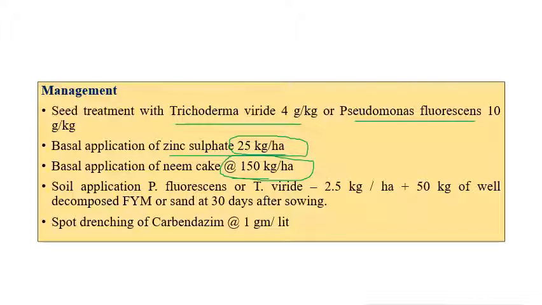And also soil application of Pseudomonas fluorescens or Trichoderma viride, any one of them, 2.5 kilograms per hectare plus 50 kilograms of well decomposed farmyard manure or sand at 30 days after sowing. After 30 days of sowing, we can recommend this. And soil drenching of carbendazim at the rate of 1 gram per liter of water can be recommended.